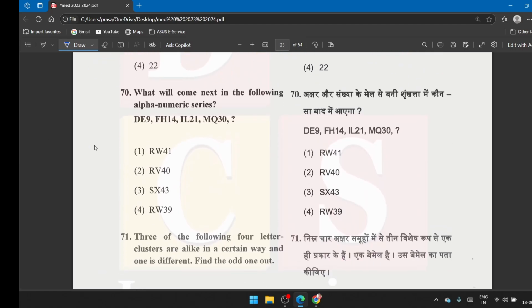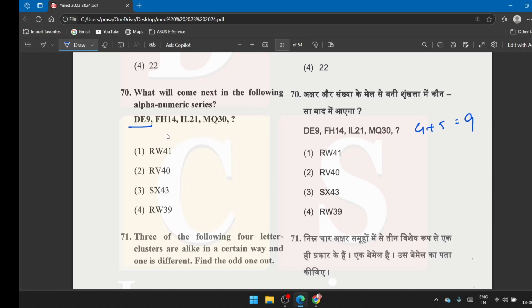Next is a question of again alphanumeric series. D E9 F H4. So D plus E, that is 4 plus 5. D is 4, E is 5, which is 9. F H40, that is F and H is how much?